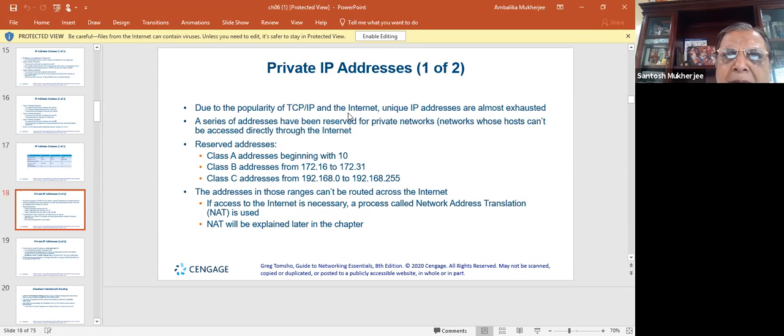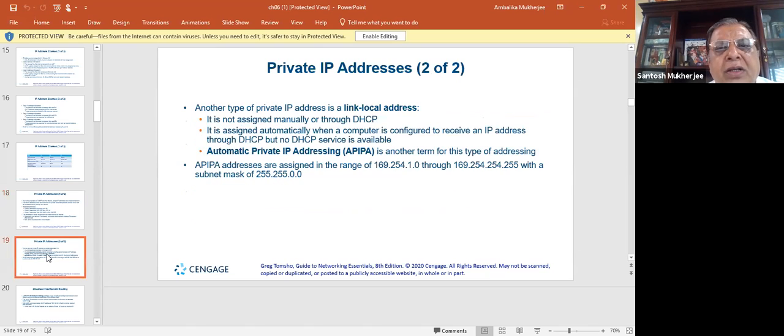To summarize the whole thing, usually we use TCP/IP and the internet using unique IP addresses. But since the IP addresses are almost getting exhausted, sometimes we use private networks, which have reserved addresses. Those reserved addresses, in case of class A, start with 10, class B starts with 172, class C starts with 192. The addresses in those ranges can be routed through the internet also. If access to the internet is necessary, there is a process called network address translation. Since it's a special type, it needs to be recognized by the host, so we use network address translation, by which it recognizes these private networks and gives them access to the network.